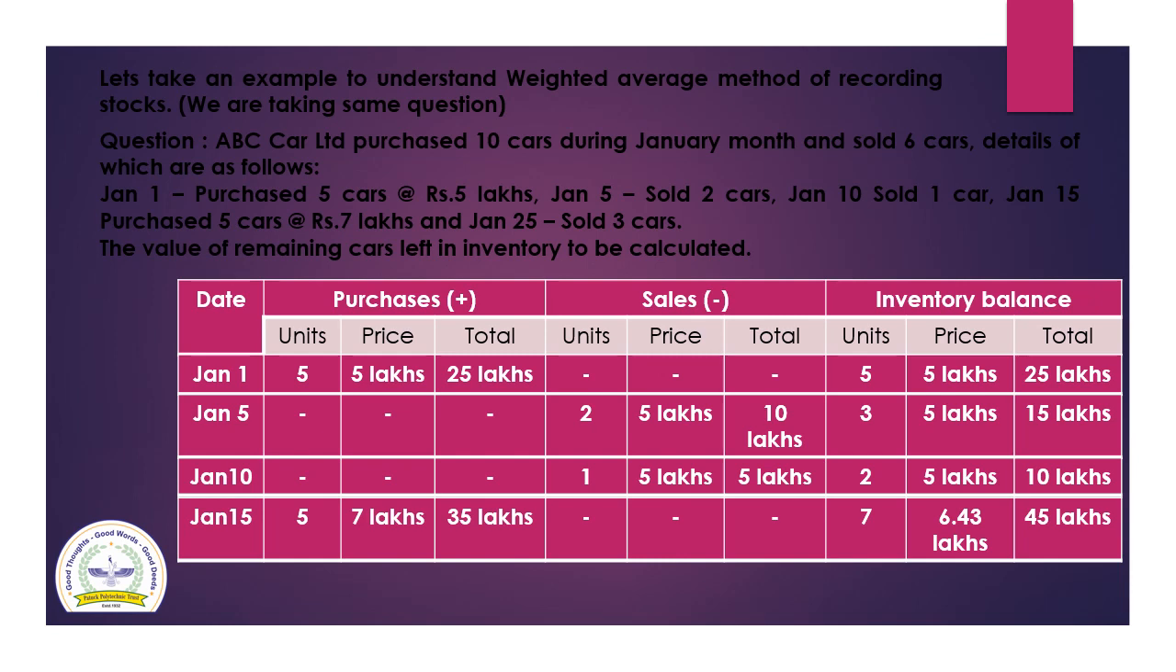On 15th Jan, we are purchasing 5 new cars of 7 lakh each. So that means in the purchases column 5 units, 7 lakh per unit price, and total cost comes to 35 lakh. 5 multiplied by 7 comes to 35 lakh. No sales, so no records in sales.